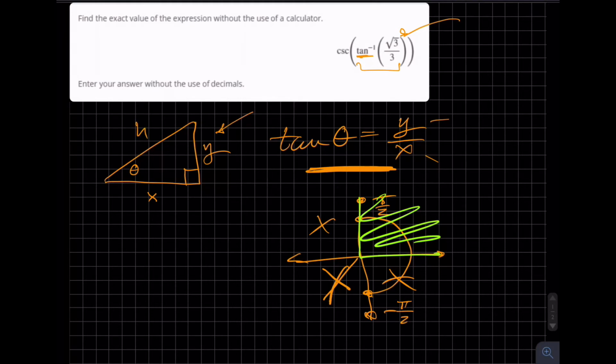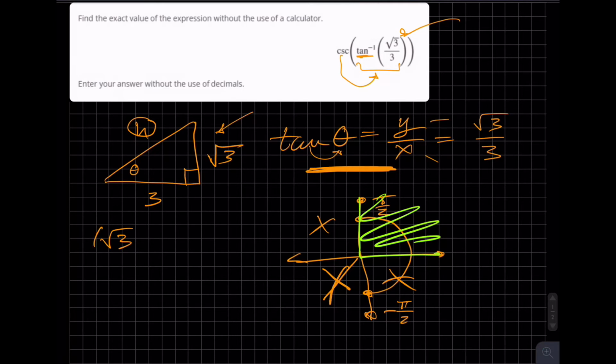If I know that this value is the square root of 3 over 3, if I take the tangent of some angle, then I know that this side over here is the square root of 3, and I can think of this leg as having the length of 3. And if I can find the hypotenuse, then I can tell you what the cosecant of that angle is without knowing what the angle itself is.